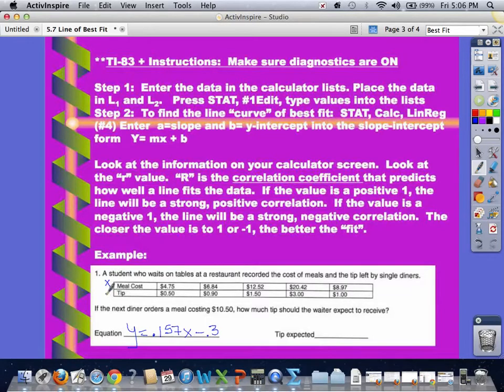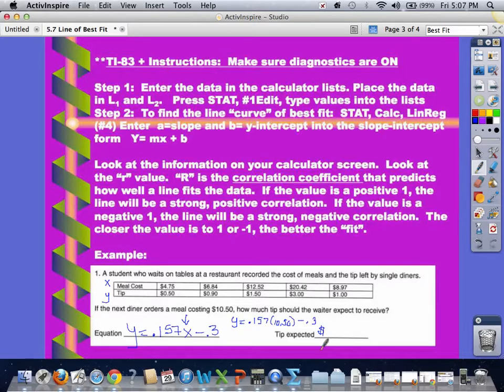And this is what we consider our Y. So we're going to figure out, when we plug in $10.50, about how much our tip should be. So that's going to be Y is equal to 0.157 times 10.50 minus 0.3. And that should tell us how much money we should get on tip.